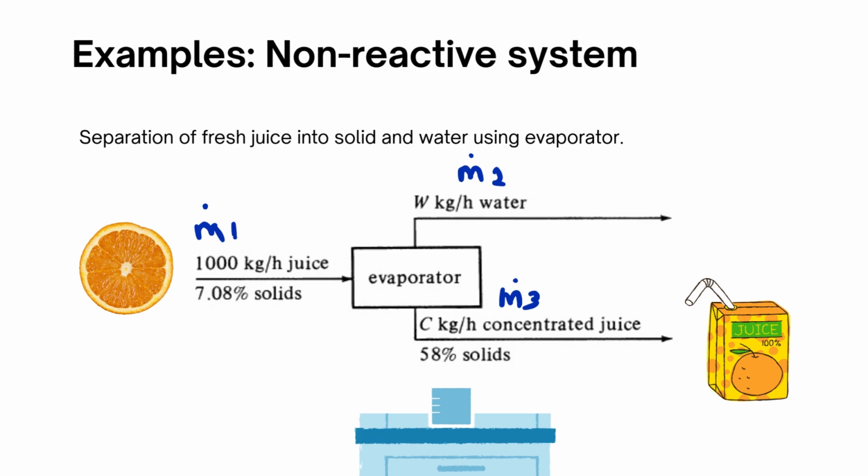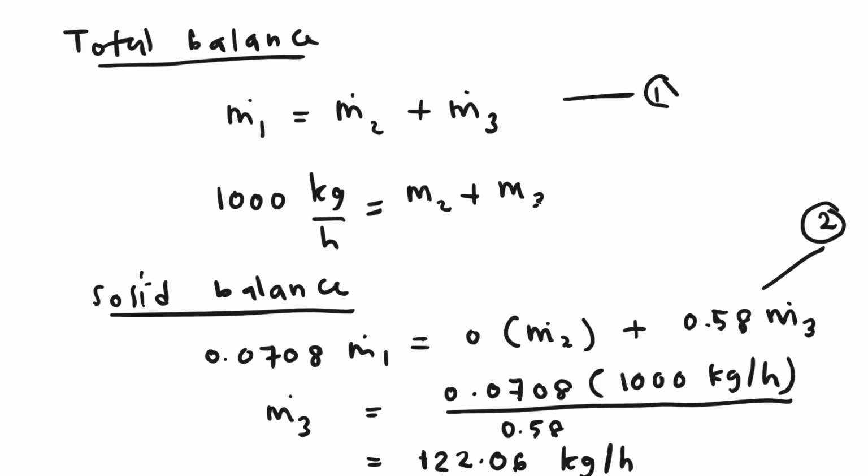So how can we solve this non-reactive system? Non-reactive system only involves the separating of the species in this case. So there's no reaction involved. Then we can solve it by using the total balance, by which we know that the inlet equals outlet. The inlet is M1 and the outlet is M2 plus M3. We are given the amount of M1, which is 1000 kg per hour of the juice, and M2 and M3 remain unknown.